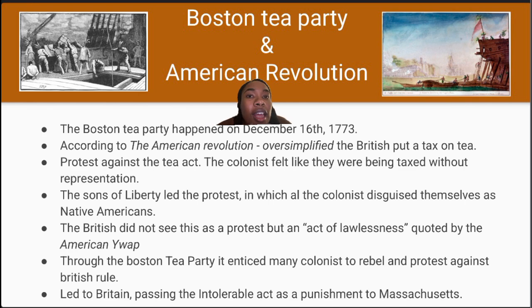So yes, we see that some things I didn't know, like that they dressed as Native Americans. I guess it slipped my mind, but looking over this, it's another thing that sparked the American Revolution, because things were already rocky before that happened. So it's like once you keep adding fuel to the fire, it's going to explode eventually. So that's kind of what this was.